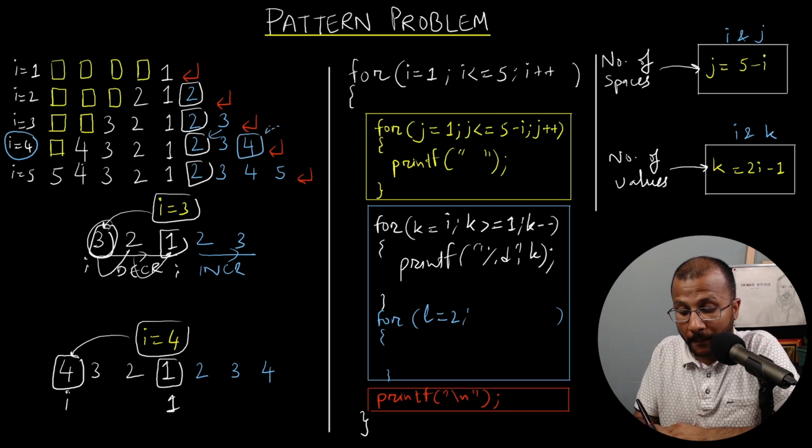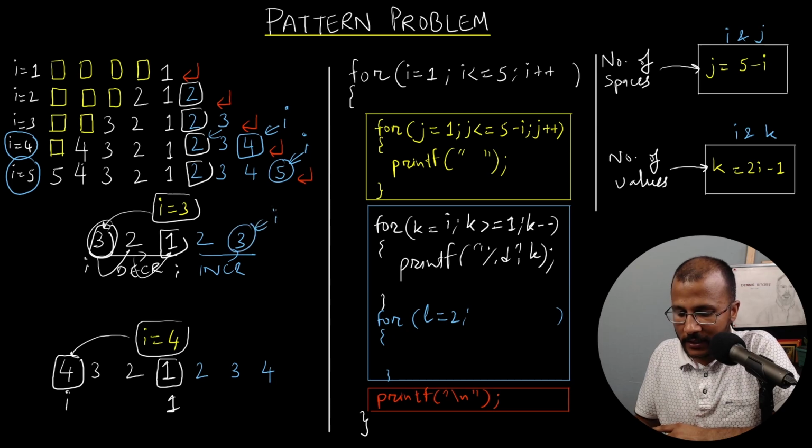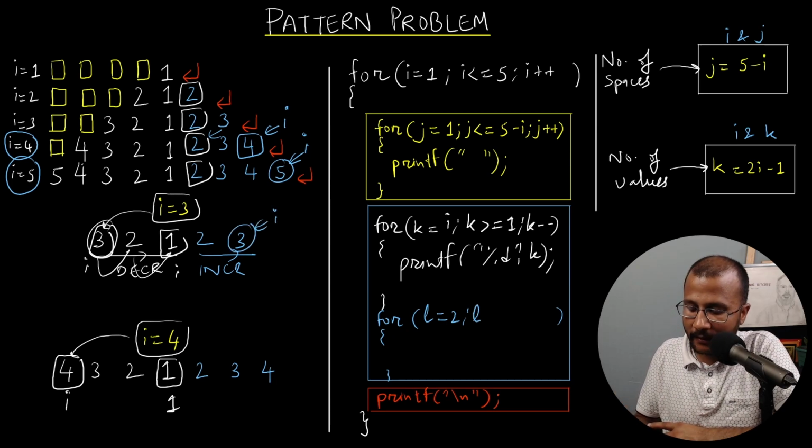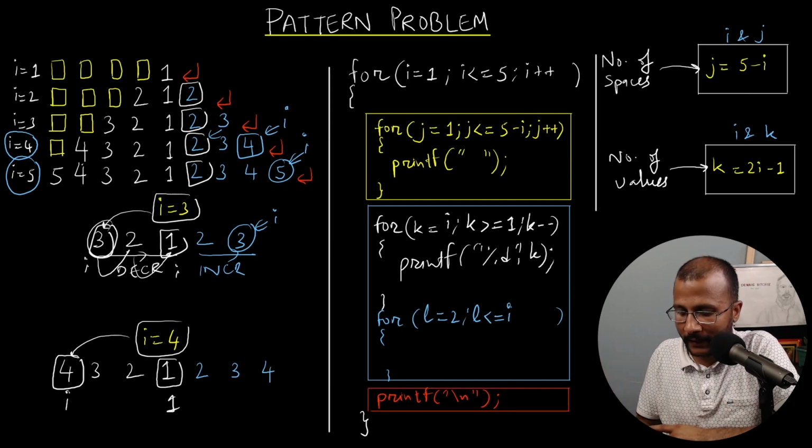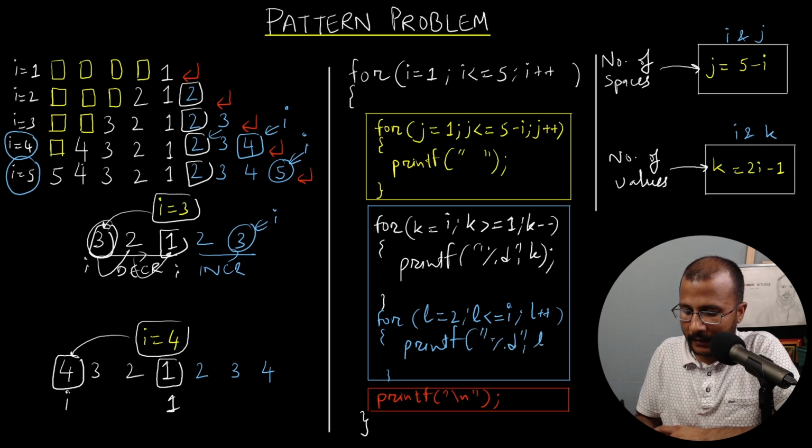That means it is going up to I, right? You consider I equals 5, it is going up to I. You consider I equals 3, it is going up to I. So my variable L should always be less than or equal to I. It goes up to I, and then I do L plus plus. So I simply print the value of L, printf %d L.